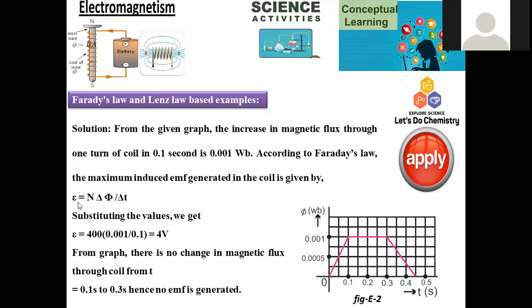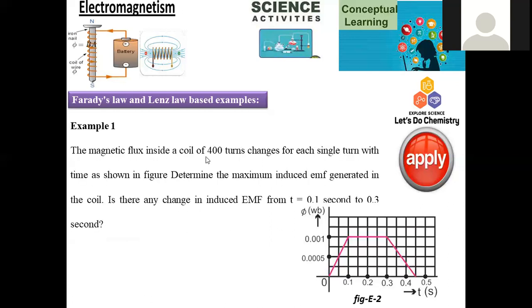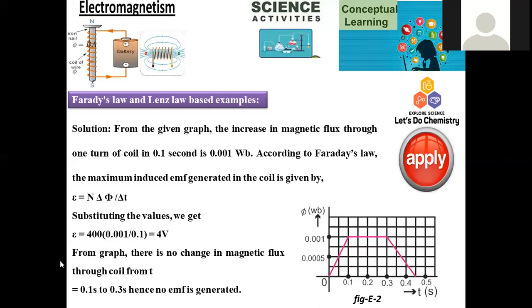According to Faraday's law, the induced electromotive force is epsilon equal to n delta phi by delta t. Substituting the values here: how many turns are there in the coil? Those turns are indicated with 400 here, right? Epsilon is equal to 400, and the change in flux is 0.001 by 0.1.